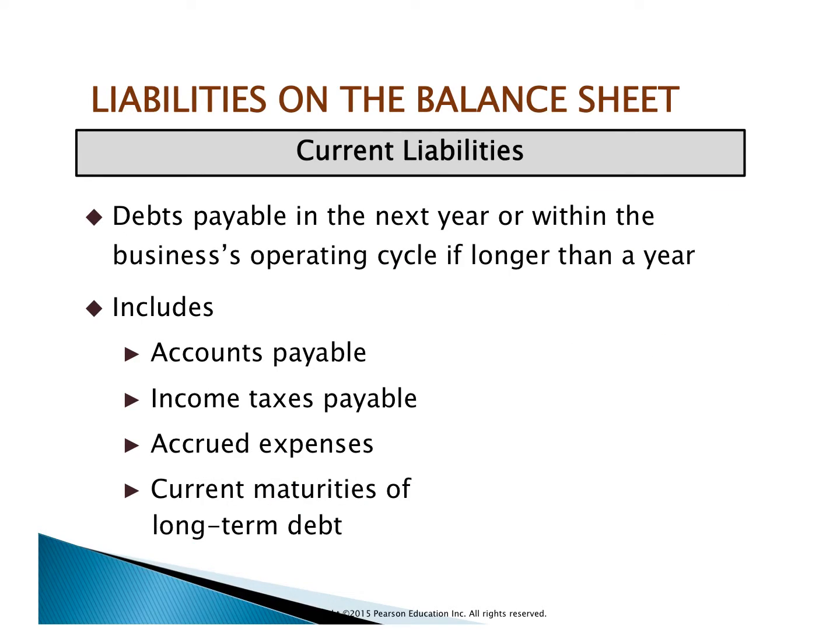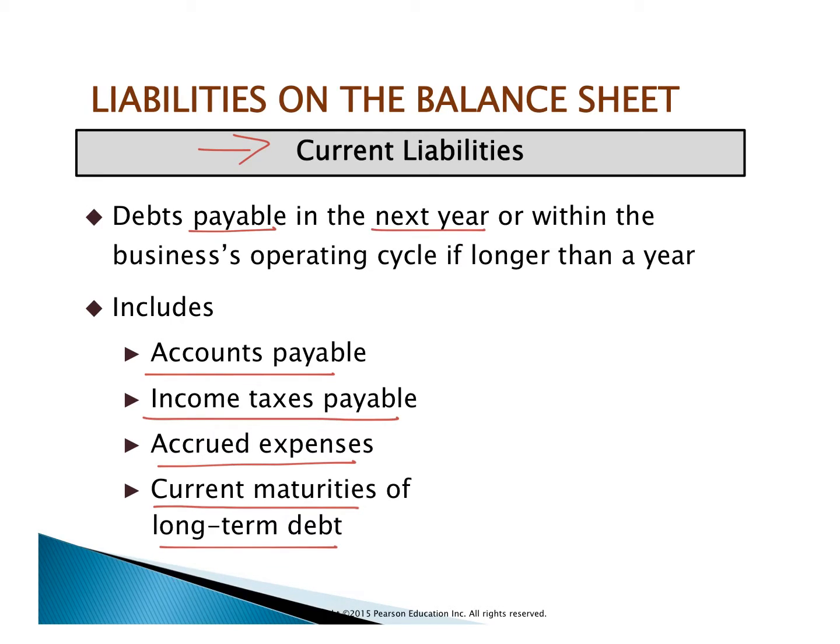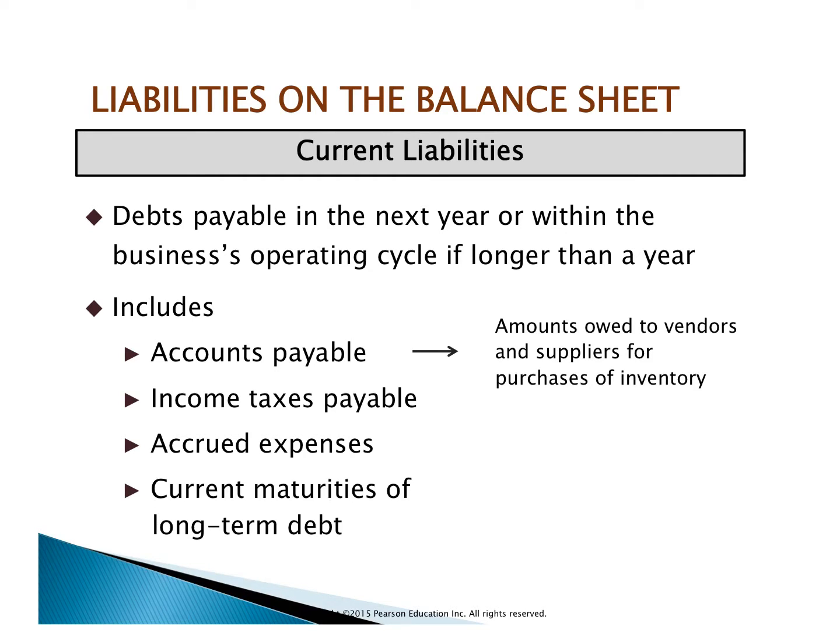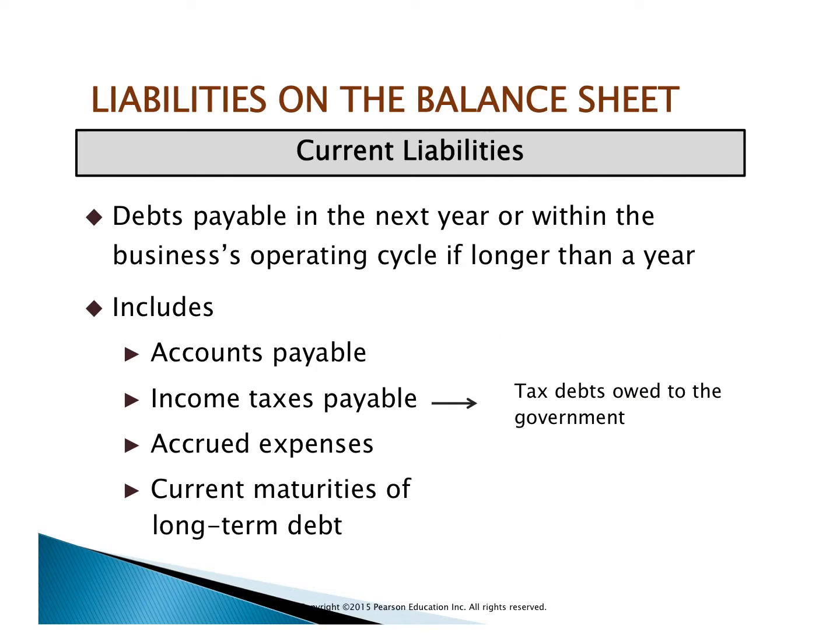Liabilities are also divided into current and long-term categories. Current liabilities are debts payable within 1 year or within the operating cycle, if longer than a year. The most common current liabilities are accounts payable, accrued expenses, federal and state income taxes payable, other liabilities like short-term notes payable, and finally, current maturities of long-term debt. Accounts payable represents amounts owed to vendors and suppliers for purchases of inventory and other items on account. Income taxes payable are tax debts owed to the government.